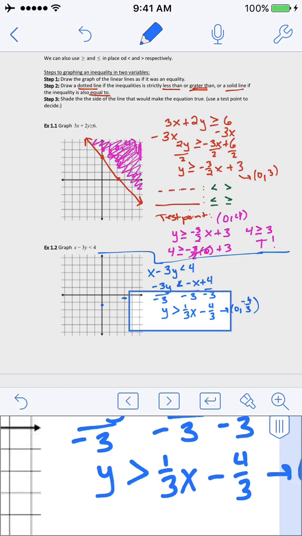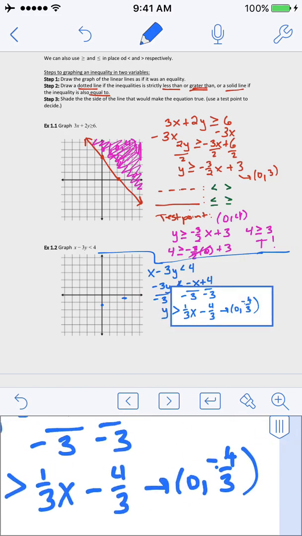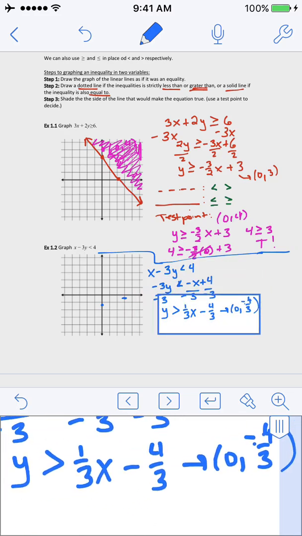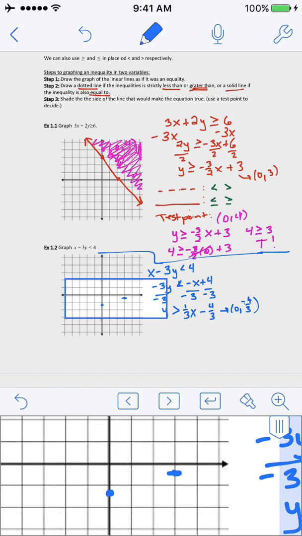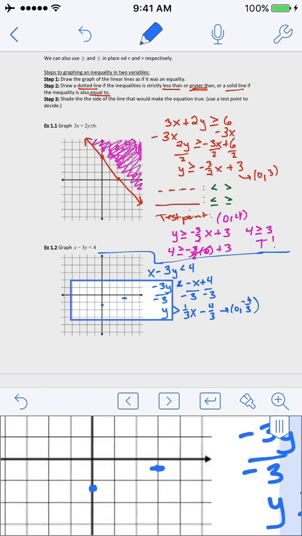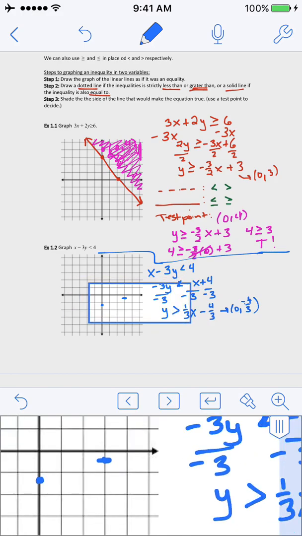And I want to pause before I draw my line. So I've graphed this like it was equal, right? So it started at negative 4/3 and then I went up 1, which gets me almost back to 0, but not quite. I still have another third to go. And then over 3. Alrighty.